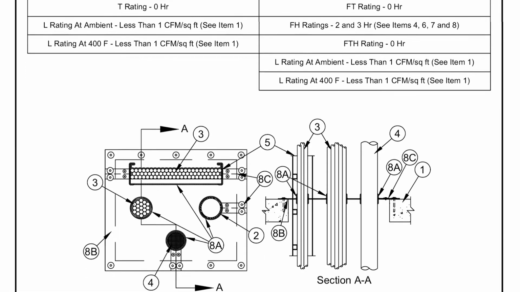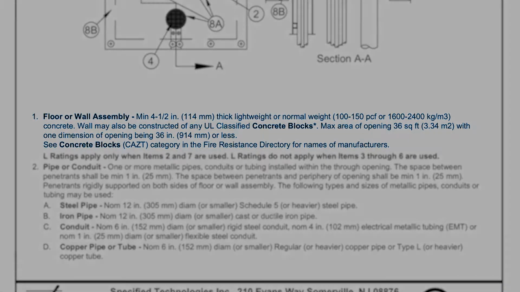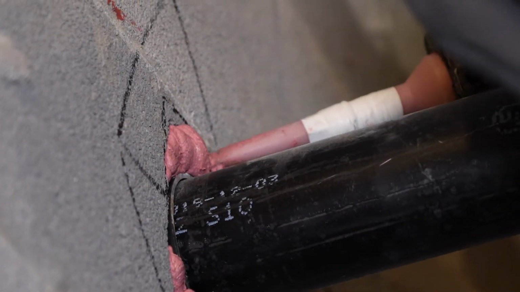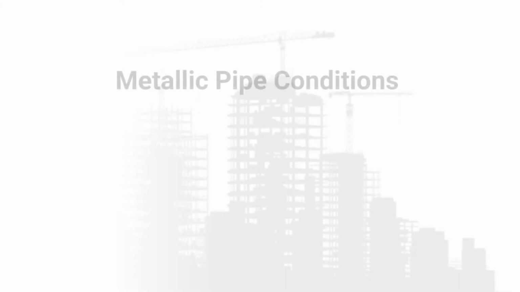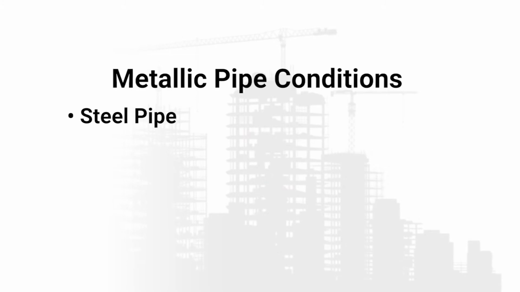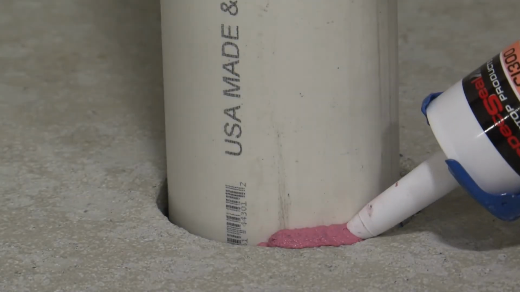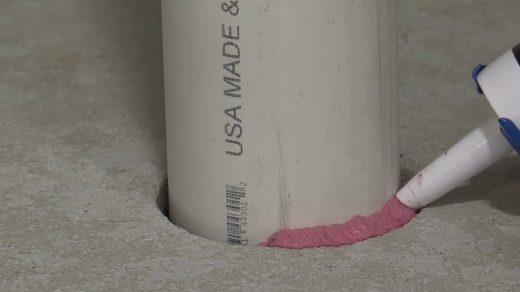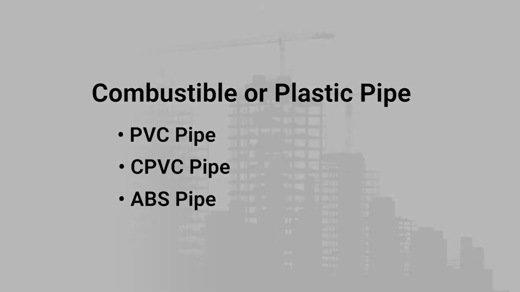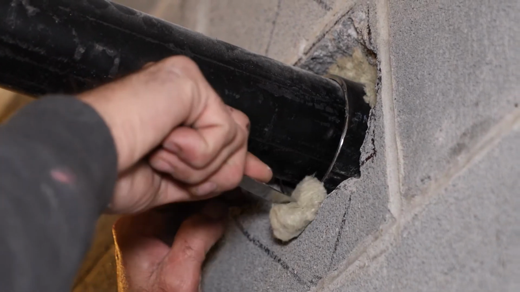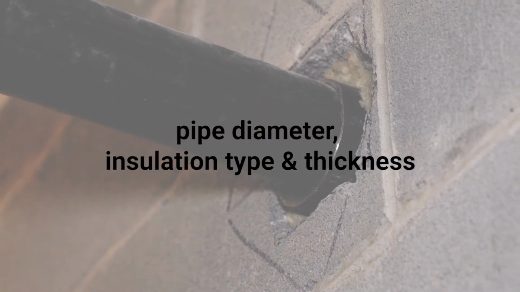Next, you will want to verify the opening size and make sure that it fits within the parameters of the chosen system. Then identify all of the penetrating items, their type, and their maximum size. For metallic pipe conditions, you'll need to know if it's steel, iron, copper, or steel conduit. For combustible penetrants, such as plastic pipe, you'll need to know if it's PVC, CPVC, or ABS, for example. The pipe diameter, insulation type, and thickness are also factors in proper system selection.